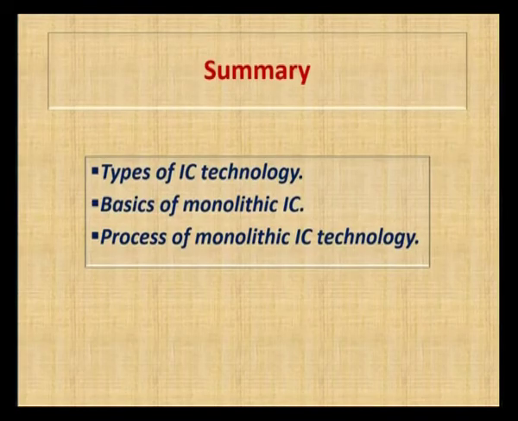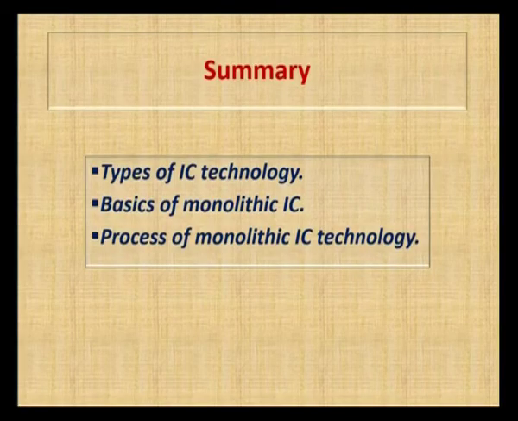Next we come to the end of the session, the summary. Types of IC technology: we discussed different types, and on what basis we classify ICs. One is on the basis of fabrication, another is chip size, and the last is applications. We also came across the very important, widely used monolithic IC technology, and how a chip is manufactured, the different steps in the process.